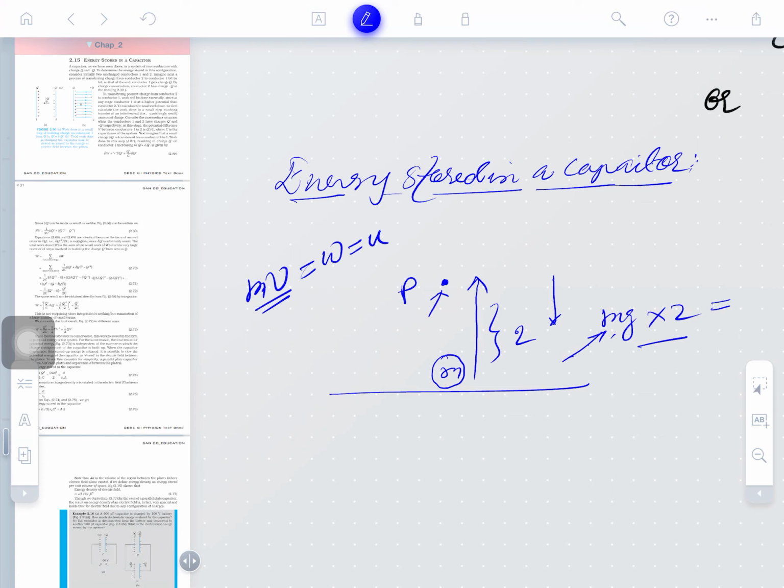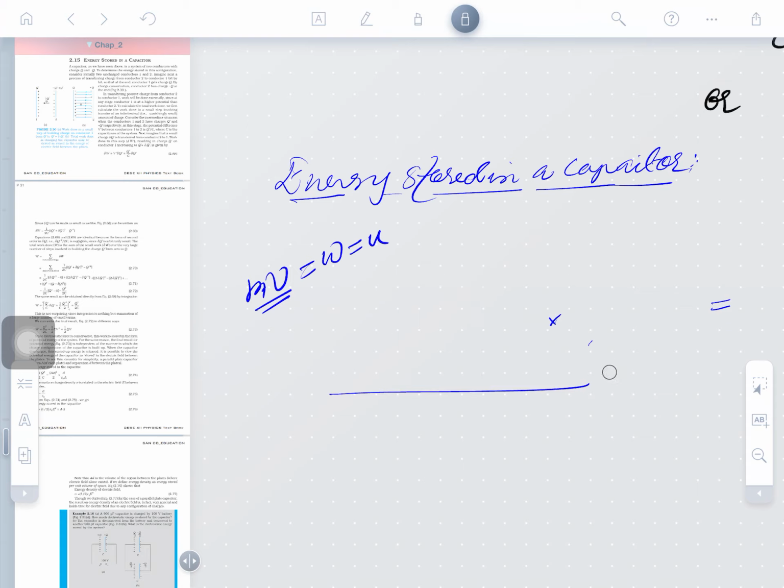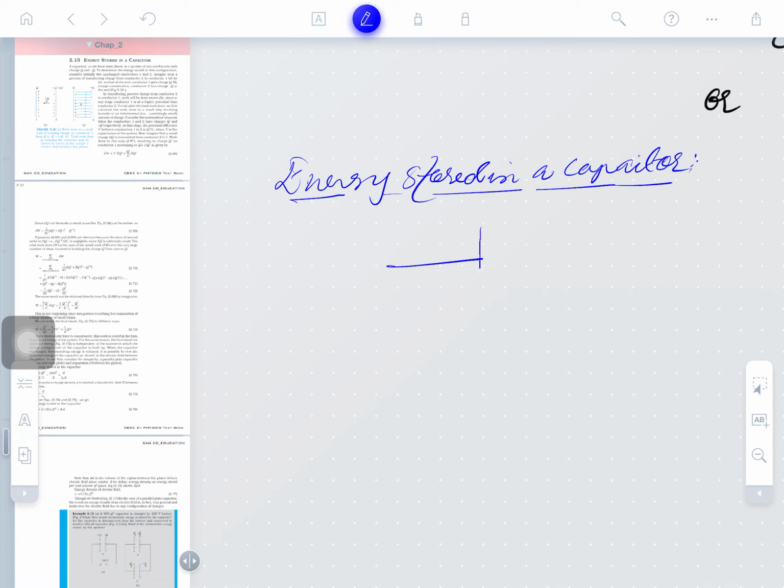So in the case of gravity, mass m is projected to point P, and however much work is done is stored as potential energy. So analogically, what can we speak here about the electric energy stored in a capacitor? We can simply understand here, there is a capacitor before you.